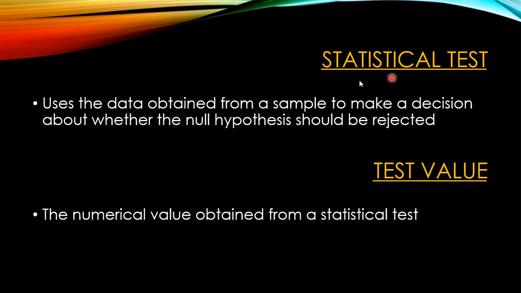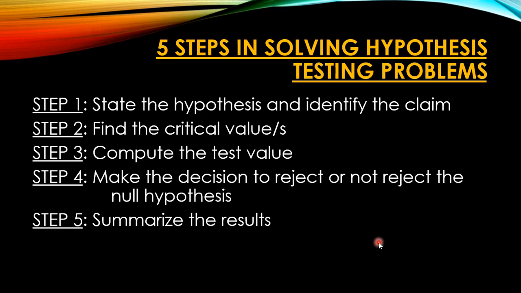So, ito yung sinusolve natin. Statistical test. Yan yung t-test, z-test, ANOVA, one-way, two-way ANOVA, or ANCOVA, and so on. Now, yung resulta ng statistical test ay tinatawag natin na test value. This is the numerical value obtained from a statistical test. Isa ito sa mga steps natin kapag tayo nag-hypothesis testing.